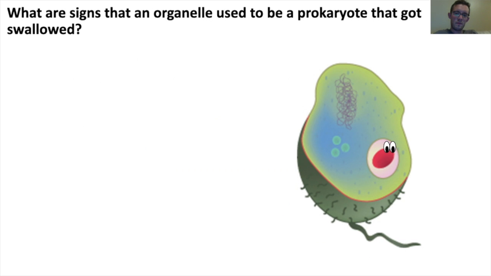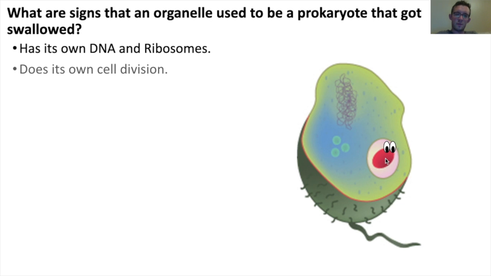So what are the signs that an organelle inside of a eukaryote used to be its own prokaryote that just got swallowed? Well, if we're looking at an organelle inside of a eukaryote, and we see that that organelle has its own DNA and its own ribosomes, that is, it's able to produce its own proteins, that's the sign that it used to be a cell on its own.